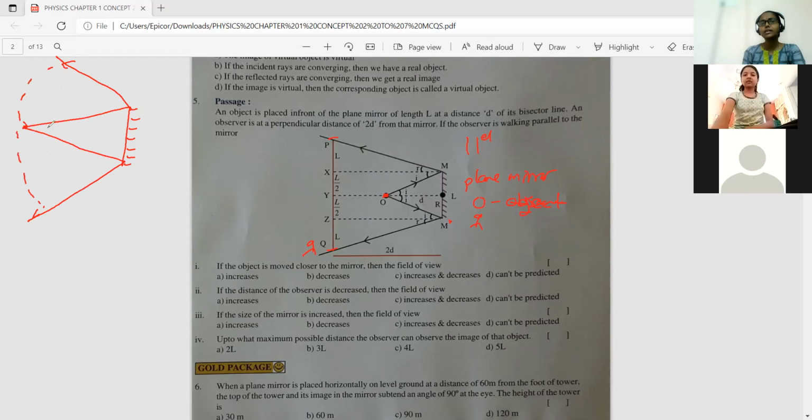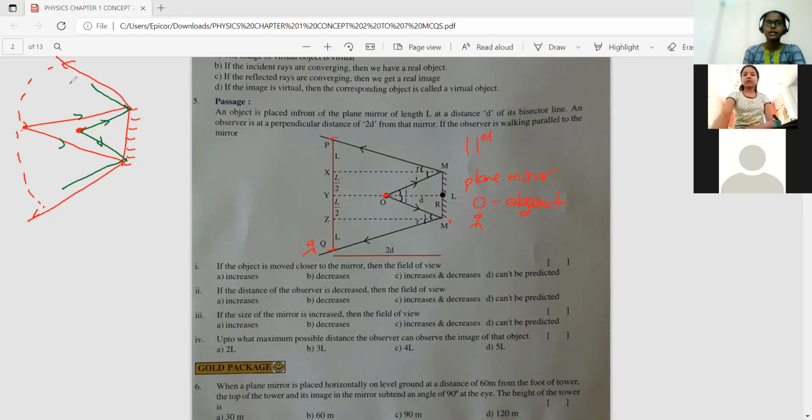Now the object is moved closer to the mirror. That means initially the object is here. Now if you bring the object closer to the mirror, what will happen? Let us use another color. When the object is moved closer to the mirror like this, the incident rays will fall here also. Like incident rays fall, the reflected ray goes up, making some angle to the normal. In this condition the ray will go like this, and this ray also goes like this.